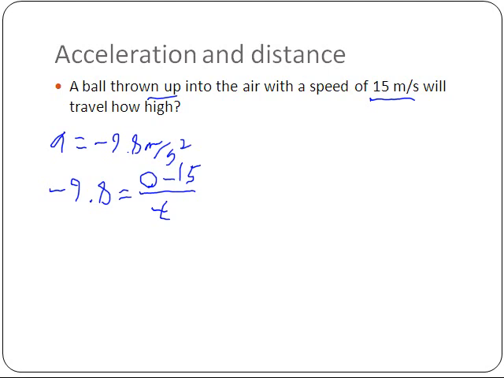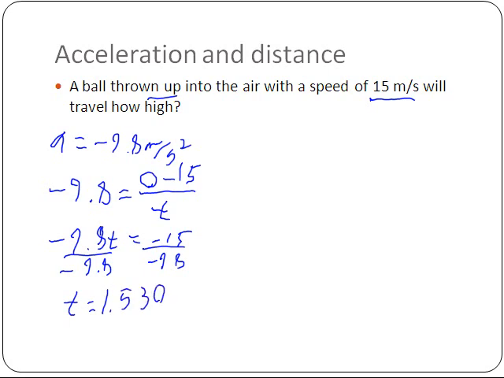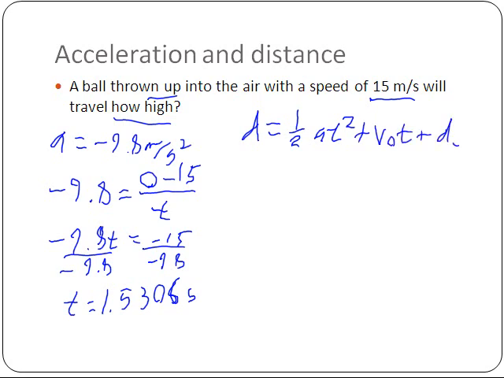And so when we plug this in, we basically go ahead and multiply the t over, so negative 9.8 t equals negative 15. Divide both sides by negative 9.8. And so in doing that, putting it in the calculator, t is equal to 1.5306 seconds. Okay? And so once we've got that, we're trying to figure out how high it will go. That's a distance. And so to find a distance, we'll need our distance formula. d is equal to 1/2 a t squared plus v naught t plus d naught.